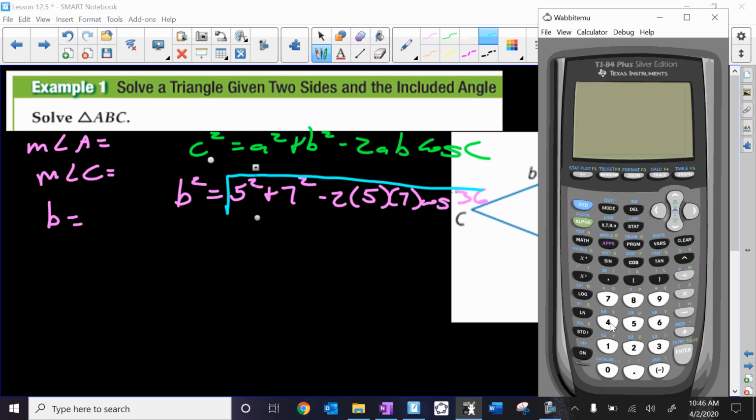take out our calculator, and we can plug this in. Big square root of 5 squared, which is 25, plus 49, which is 7 squared, minus 2 times 5 times 7, cosine of 36, gets us a side length of approximately 4.2.